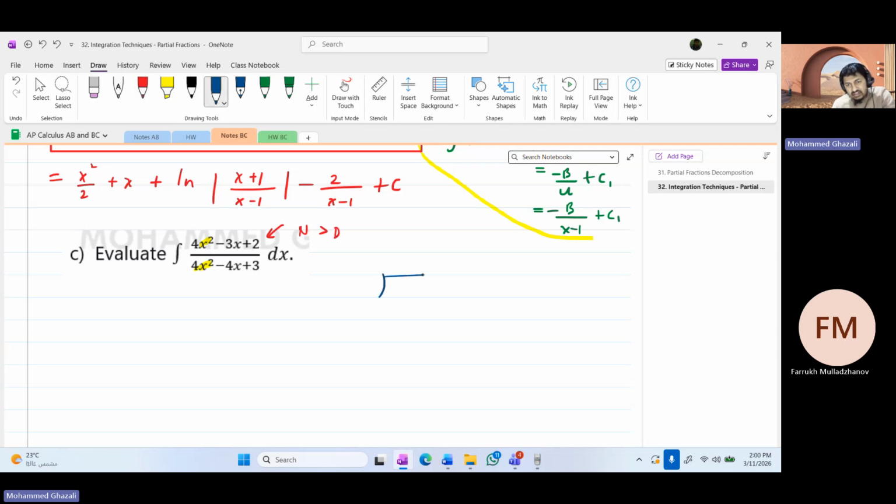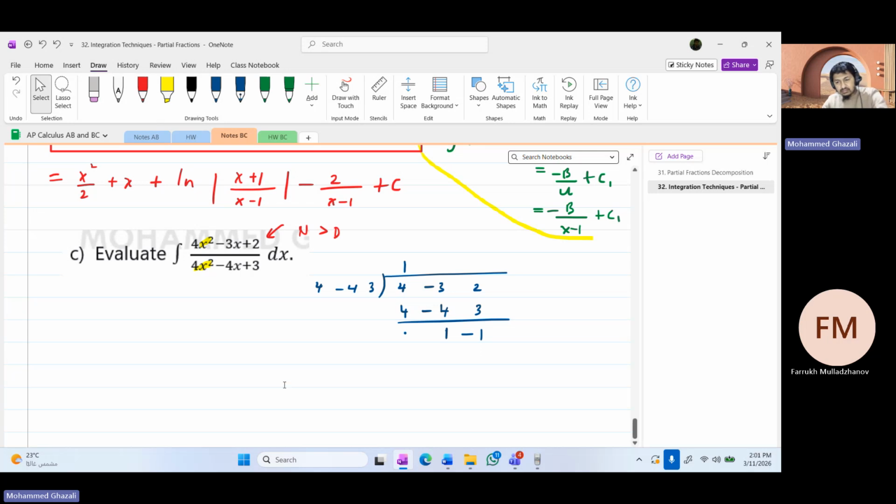So we're going to apply long division again. The top is 4, -3, and 2. The bottom is 4, -4, and 3. 4 can go into 4 one time. 1 times 4 is 4, 1 times -4 is -4, 1 times 3 is 3. We subtract. -3 plus 4 is 1. 2 minus 3 is -1. And you stop. So your long division problem is this now.